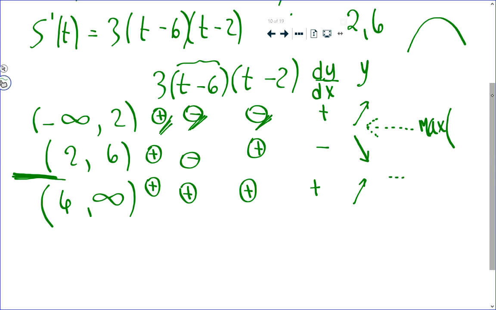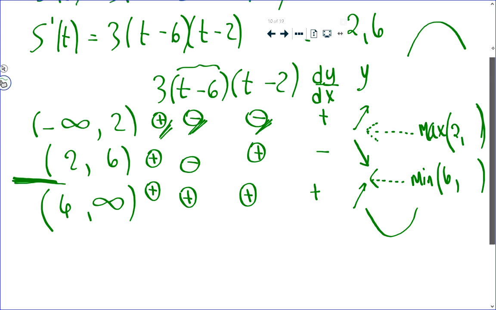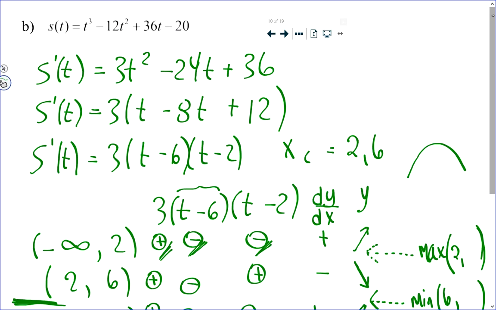And right in here, where you have a negative slope changing into a positive slope, you have a min. So there's a maximum at 2, some number, and a minimum at 6, some number. And again, I don't particularly care to spend time finding those numbers. The y coordinates would be found by putting the x coordinate of the point into the original function. So if you put 2 in for t, you would get the y coordinate of the maximum.